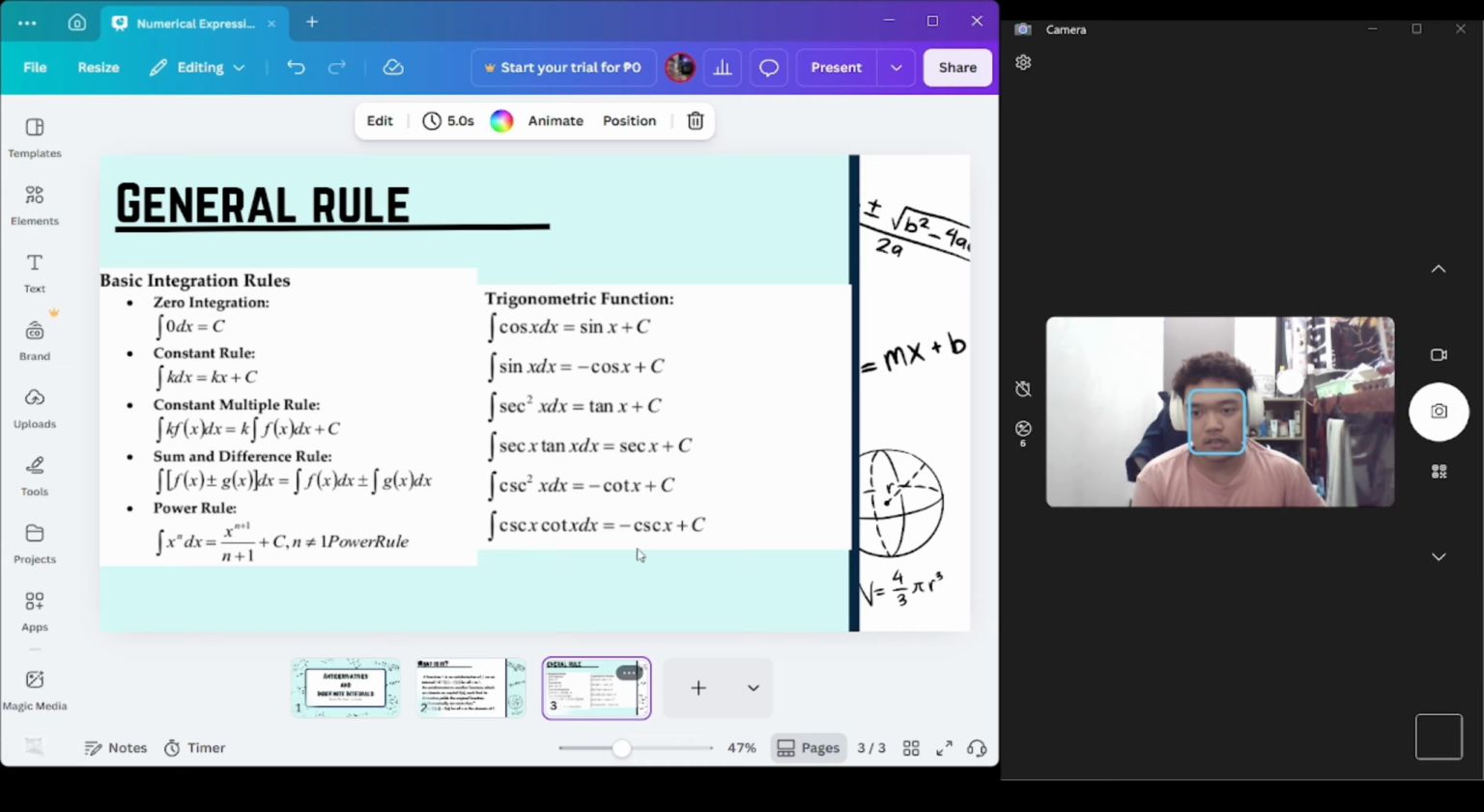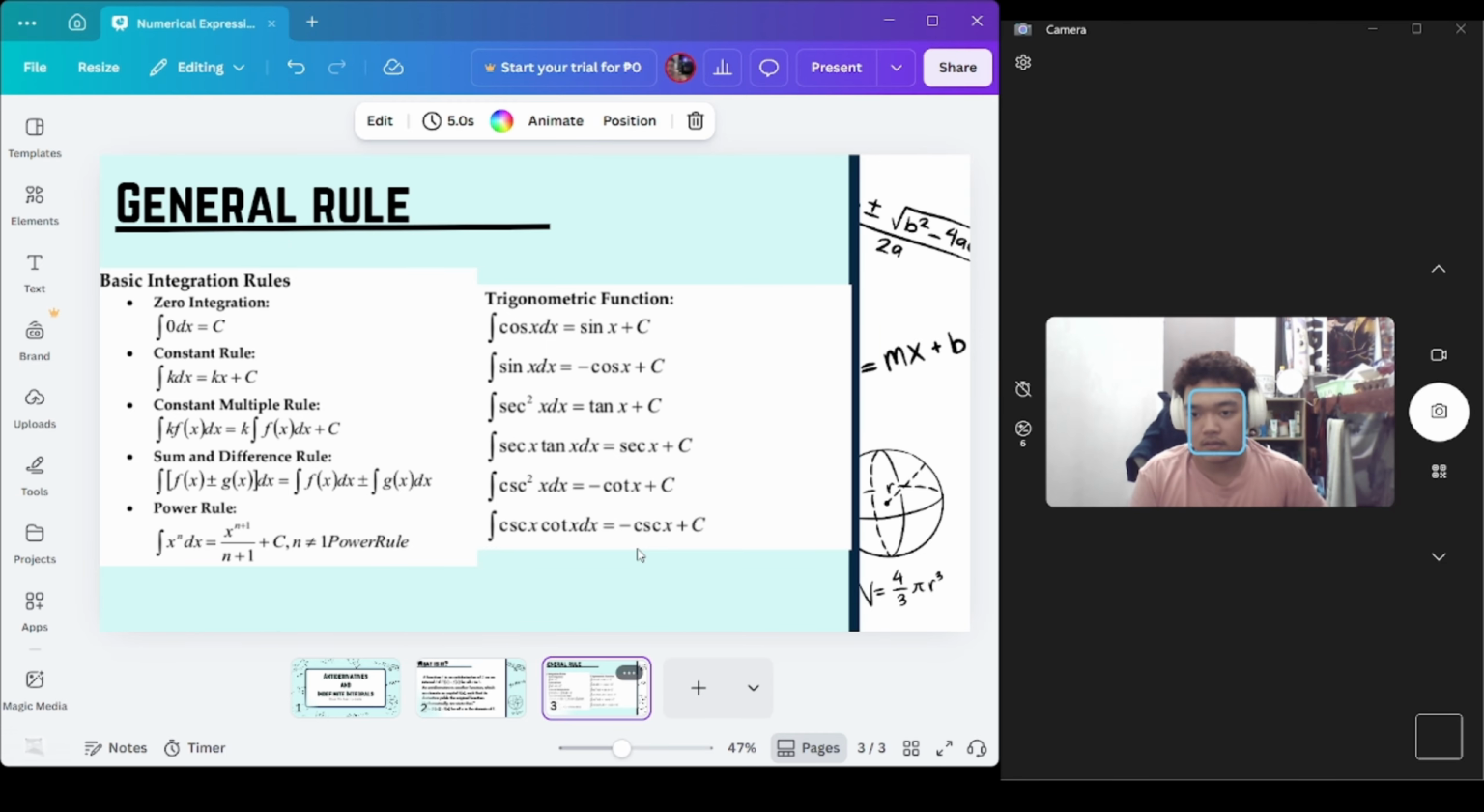Next is the constant rule. For any constant, it is added with x plus c. So for example, if you have the constant 5 in your function, then the integral of 5 dx is equal to 5x plus c.